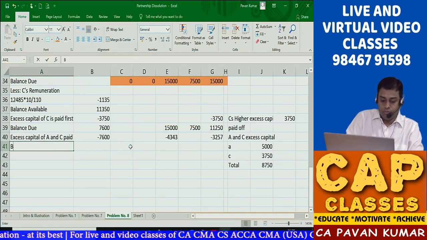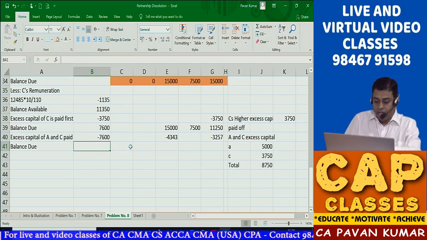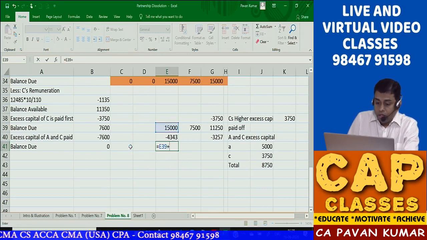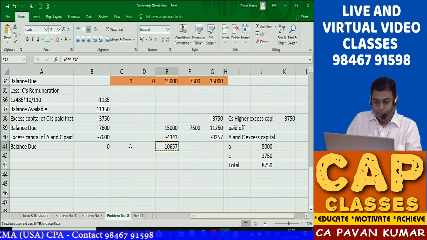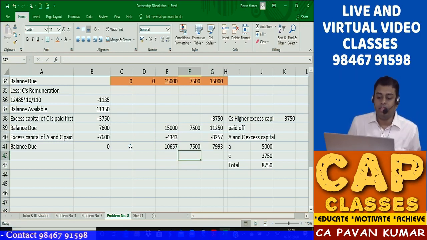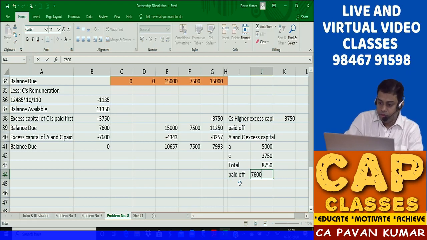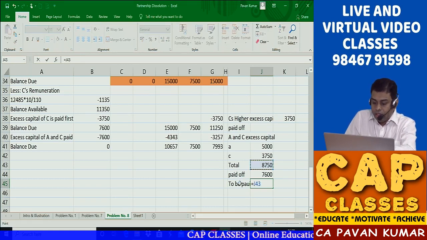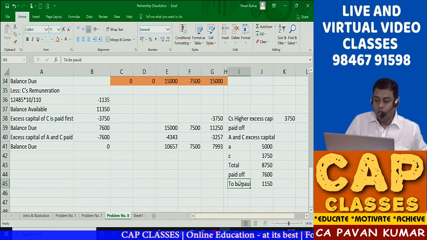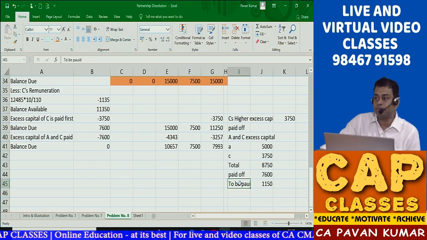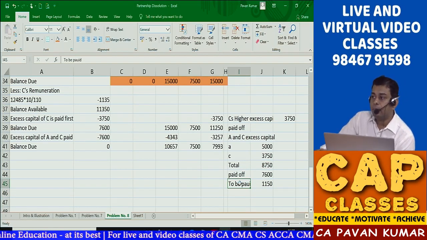Then balance due. Here you don't have any rupees now, 0. Here it is this amount and this is repaid. These are the balances. Out of this, how much I paid? 7,600. To be paid, this minus this. Are you understanding the track? 1,150 rupees is yet to be paid. That will be paid in the second bunch. You understand it?